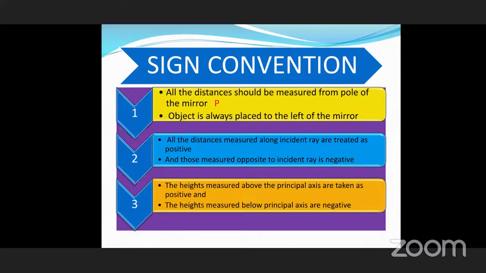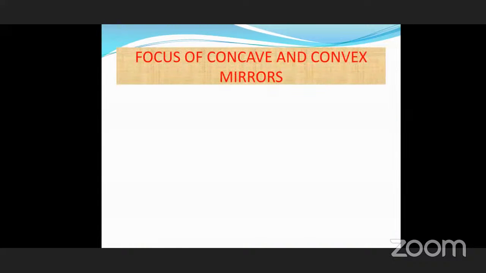The heights measured above the principal axis are taken as positive, and the heights measured below the principal axis should be taken as negative. Just like on the y-axis, values above are positive and values below the x-axis we take as negative. In a similar way, heights measured below the principal axis should be considered negative. So these are the sign conventions. First, we have to know some parameters of mirrors, and next we have learned about the sign convention to use with these.